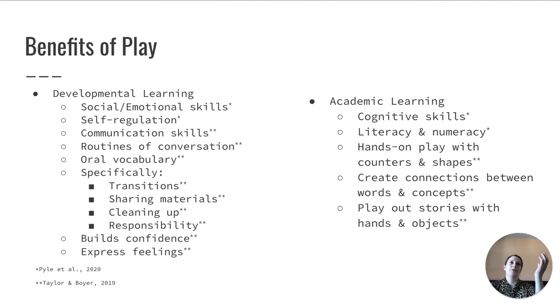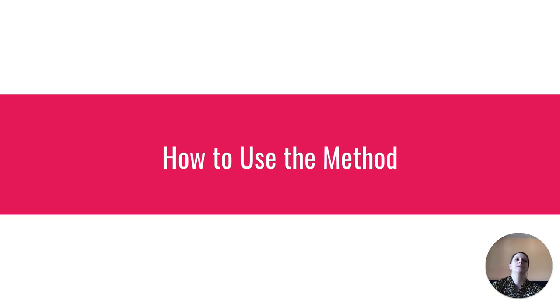And then on the academic learning side of things, it develops their cognitive skills, like being more focused. A lot of the research is focused on literacy and numeracy, and how those two academic skills can get better through play. Ways that can happen specifically include hands-on play with counters and shapes for math. When it comes to literacy, you can create connections between words and concepts with play, and you can play out stories with hands and objects. These are just some ways that those skills can develop.